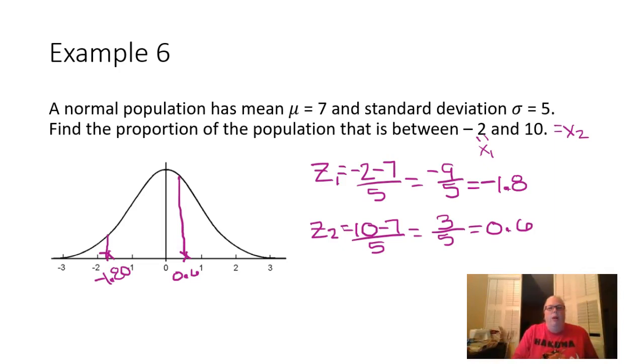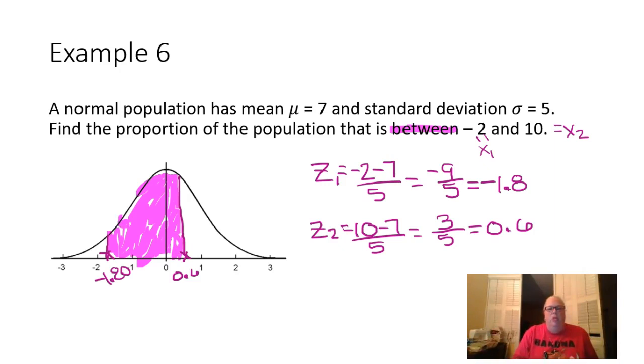And so the problem says we're looking for the proportion between, so that means we're looking for all of this area in here. Well, remember, to find the area in between two z-scores, I'm going to have to subtract their areas.